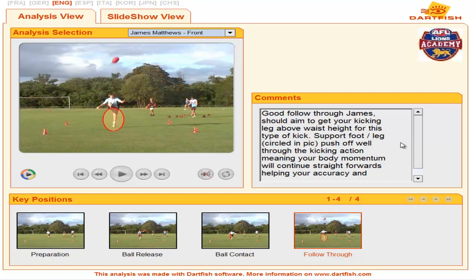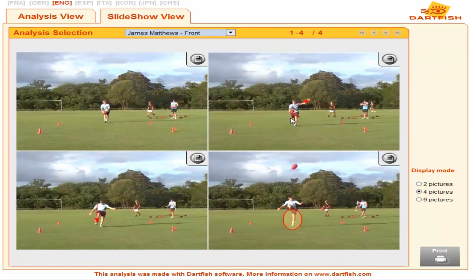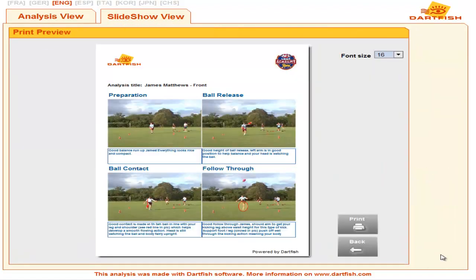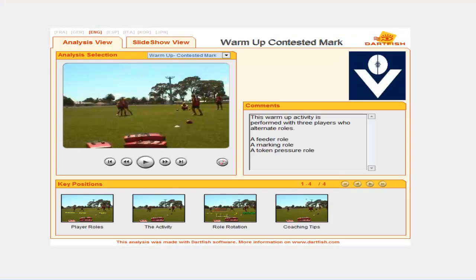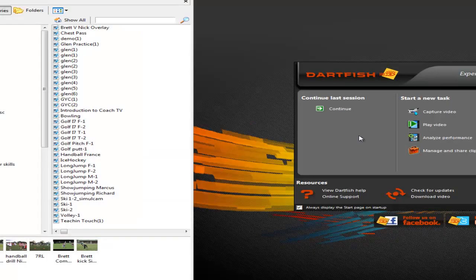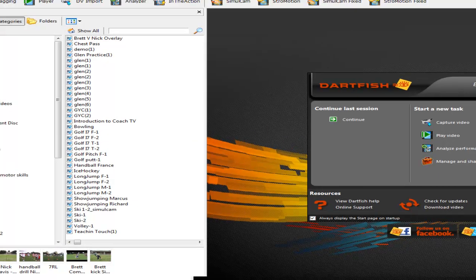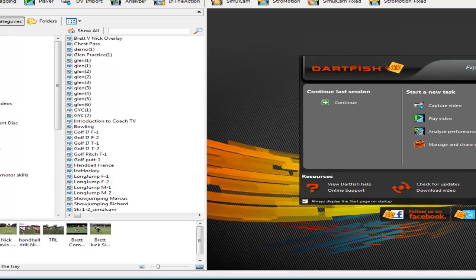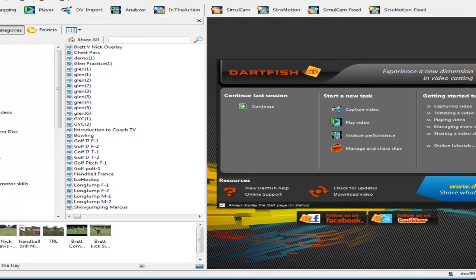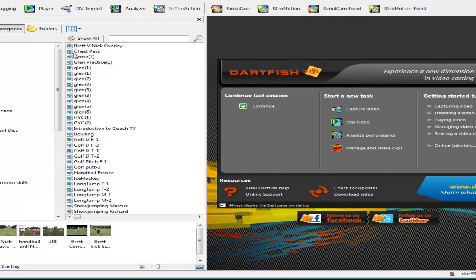Now, the thing I like about this, Jono, is that you can create these comments just once and import them in for each player. So you don't need to type them all each time. Or you can create this slideshow view here and instantly get a printout that you could give to each of the kids. Oh, yeah. Cool. Outstanding. So if you run that mini conference or mini workshop for schools, you could do that.